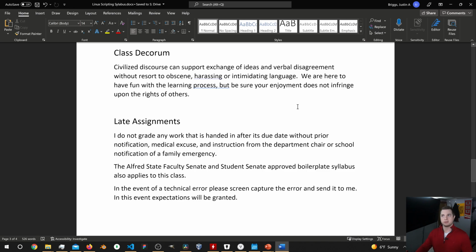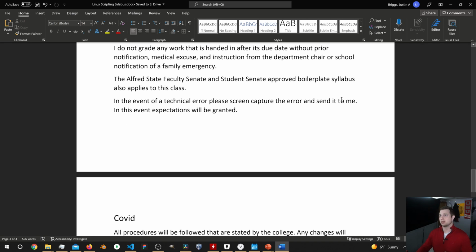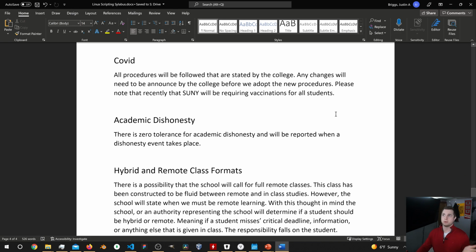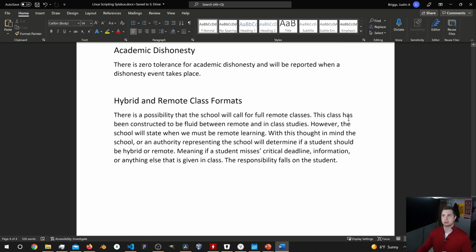Be a decent person. That's what this comes down to. Wear reasonable clothing. You're not going to disrespect people, okay? Late assignments, I don't accept late assignments. COVID, we're going to follow the SUNY guidelines, which at the moment is going to be masks and vaccinations for all students. Academic dishonesty, we already went over, zero tolerance.